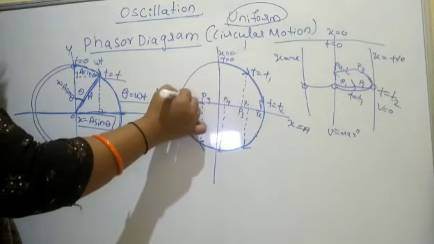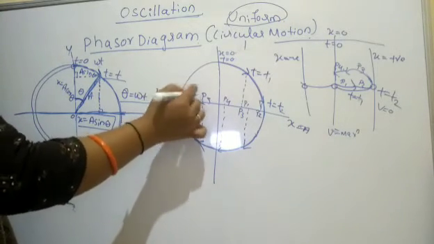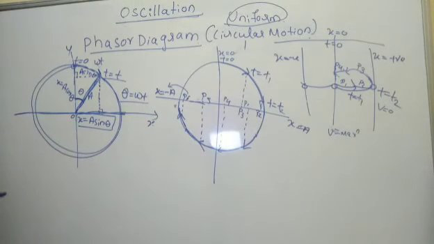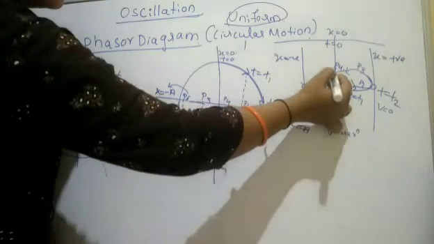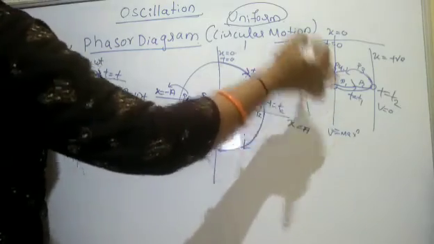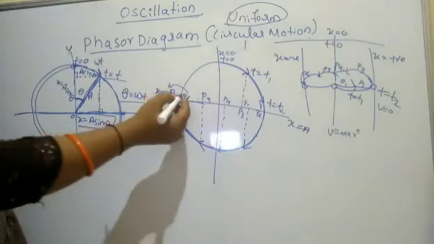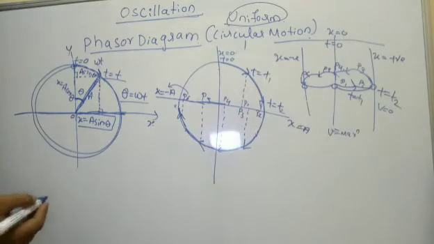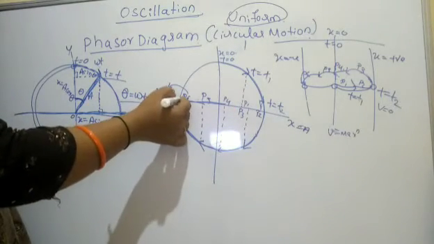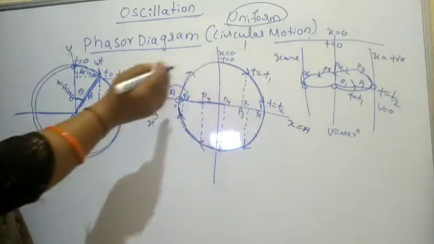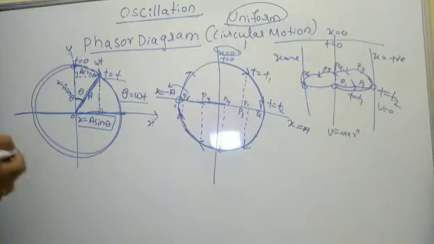So draw the projection. P6 it is. What does it indicate? Look at here. This is coming towards the negative extreme position of the particle. Again it is coming P5, again P6. So it is moving towards the negative extreme position. Once it reaches the negative extreme position, it will not stick here. It will move towards the mean position.